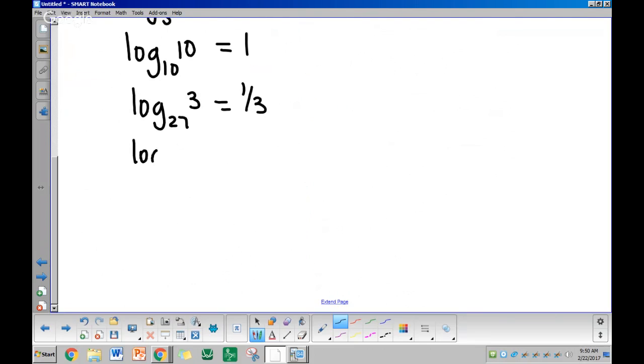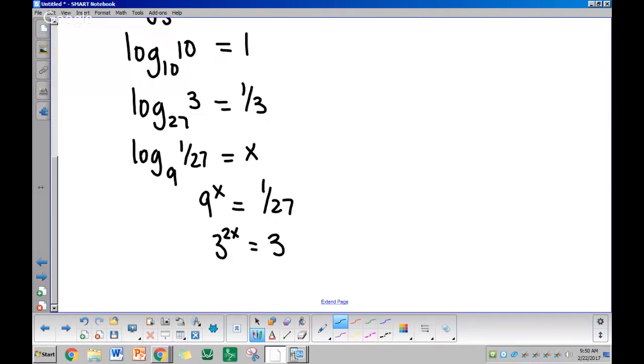Tricky one. Log base 9 of 1 over 27. So if you don't know what it is, you should put an x here and solve. What are we going to do? This would be 9 to the x equals 1 over 27. Got to get the same base. So this is 3 to the 2x equals 3 to the minus 3. So 2x equals negative 3, x equals negative 3/2. So even I can't do some of these in my head. Okay? Just so you know.